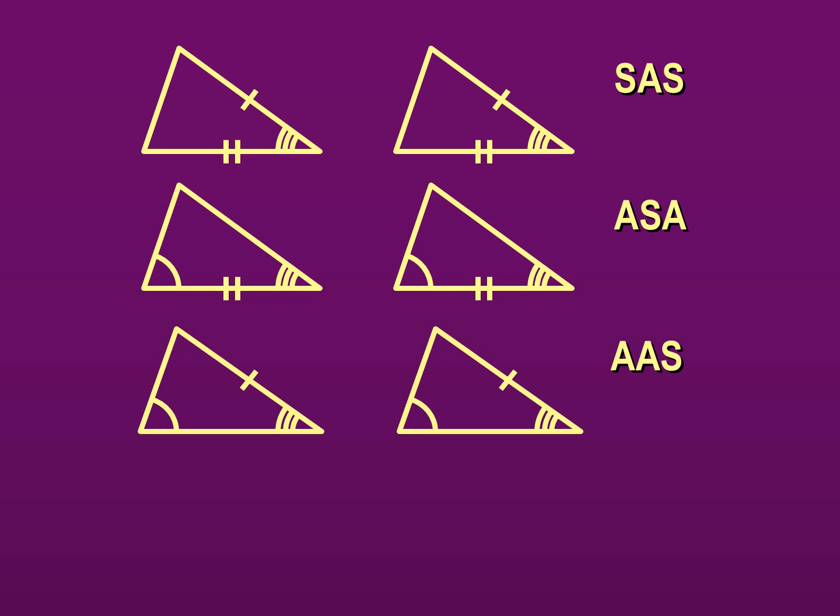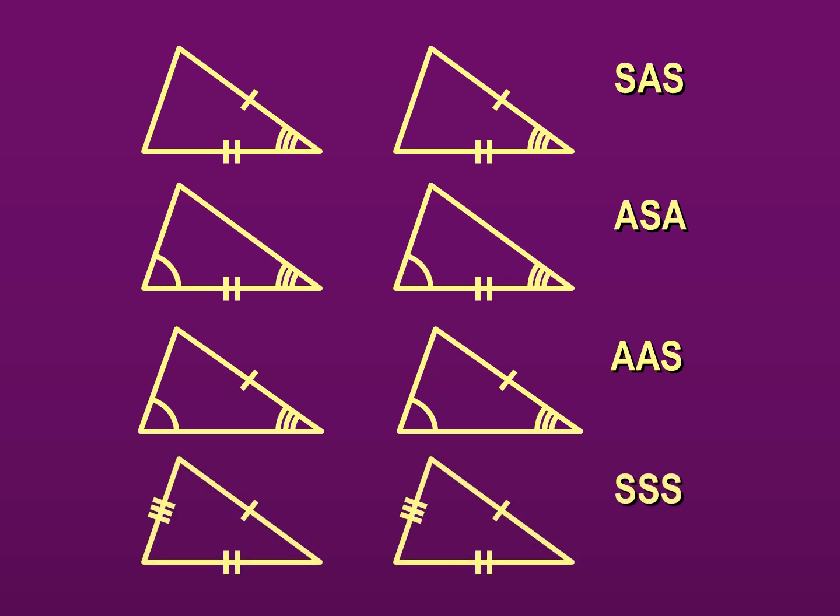Then we have angle, angle, side. So angle, angle, side is where the side isn't the included side, but it's the side that's opposite of those two angles. So you have to make sure that you can tell the difference between angle, side, angle, and angle, angle, side. The difference being is one is the included side and one is not the included side. And then the last one that we learned in chapter 6 is side, side, side, and that's when all three corresponding sides are congruent.